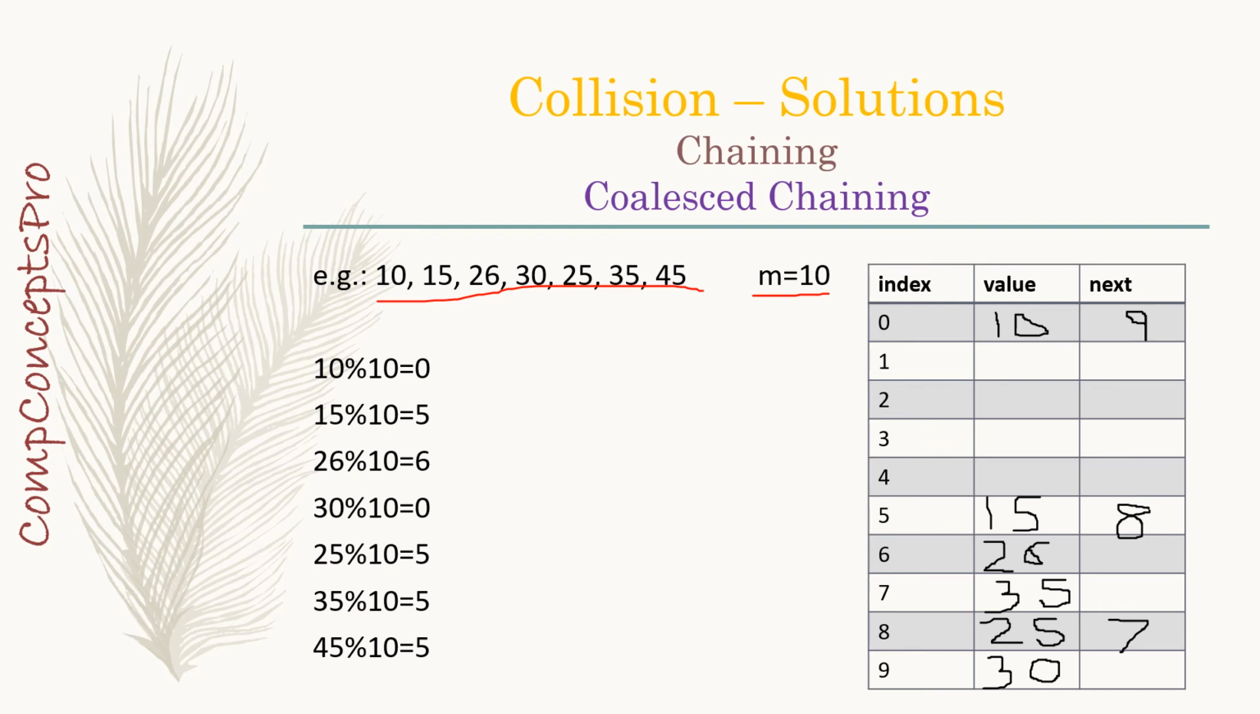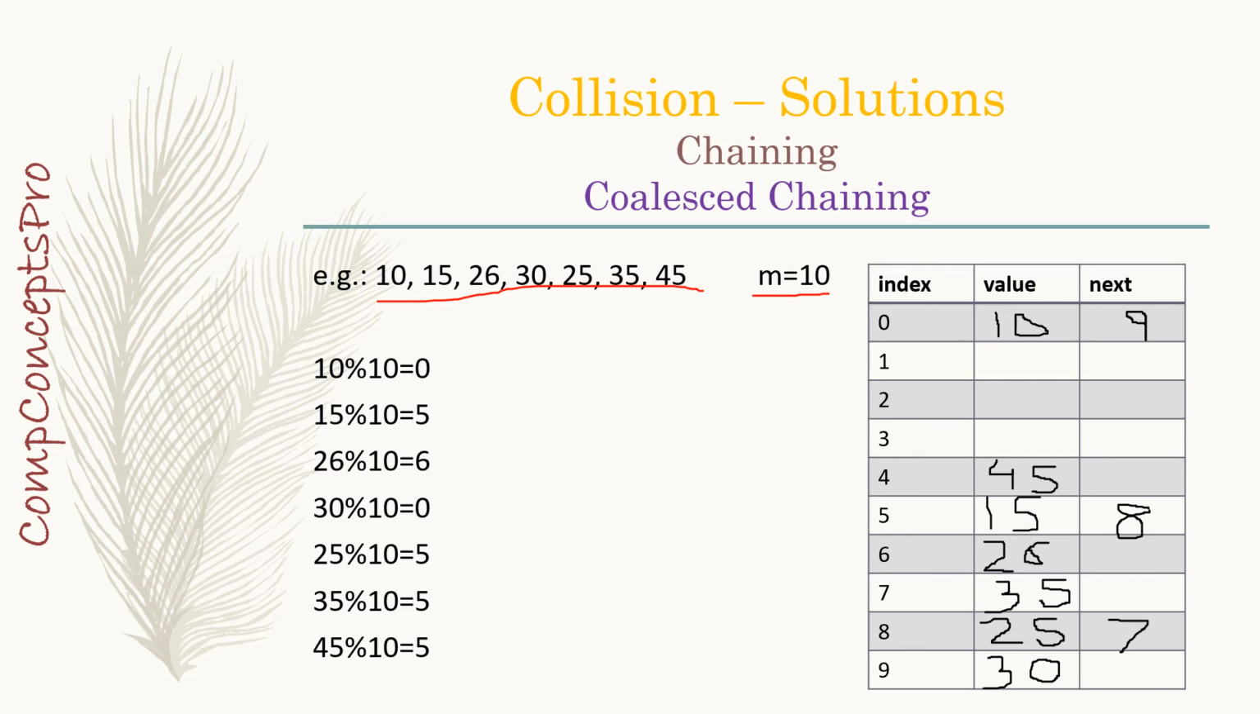One more example of the same kind. Our key is 45. 45 mod 10 again gives 5. So first of all we'll store 45 here from the last available index position. The empty slot available is index position 4. But now where to store this index position 4?